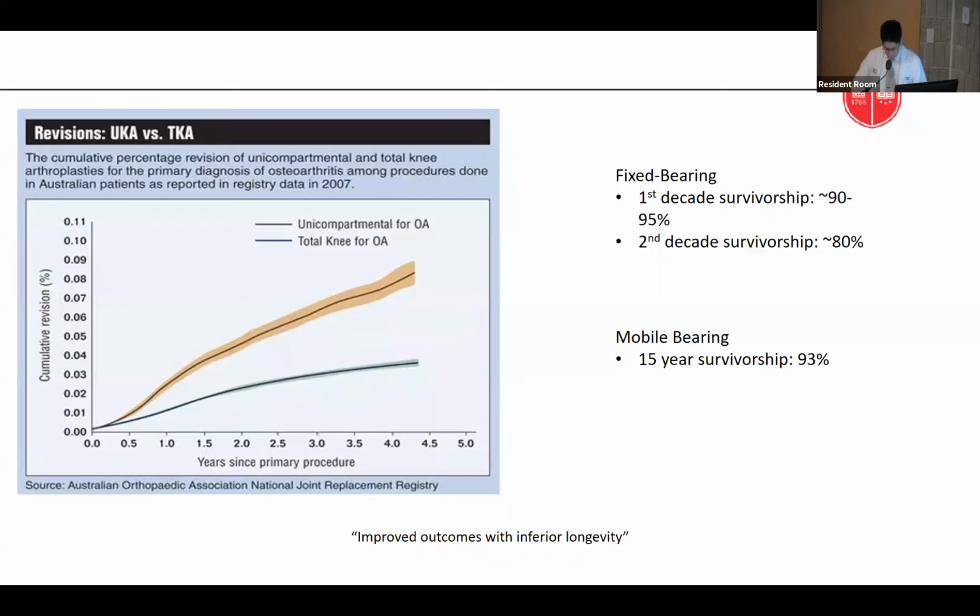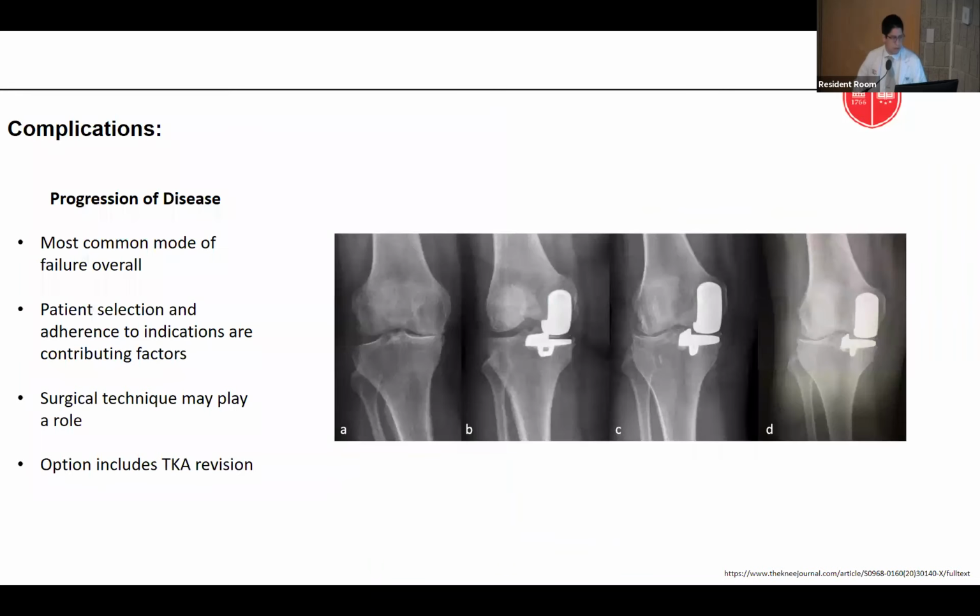Some of the causes of failure for partial knee replacements: the most common one overall is progression of disease, and you can see that in this X-ray. In figure A, the patient initially had osteoarthritis within the medial compartment, and they were indicated and got a partial knee replacement done.